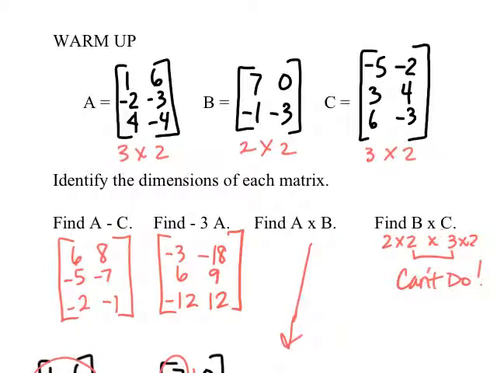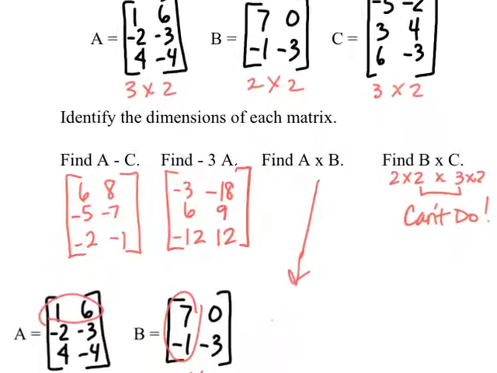So remember, when you're multiplying two matrices, you have to look at their dimensions. B is a 2 by 2, C is a 3 by 2. They have to have an inner match, and we don't, so you cannot multiply them together. All right, so let's look at the third one here.